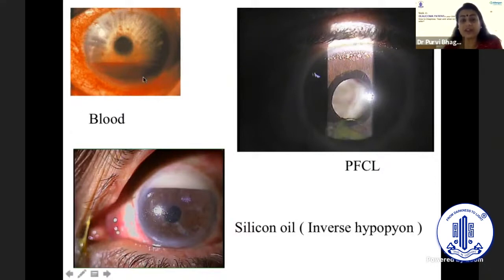So even after this frank hyphema is resolved, do continue to follow up this patient. With lots of vitrectomies and gases and oils going on, you can again have an inverse hypopyon or a PFCL. Again, it is very important here to raise the upper lid and see even the upper angle and the upper limbus also, because sometimes a very subtle inverse hypopyon can be sitting there, and if you don't raise the lid, you can just miss that out.